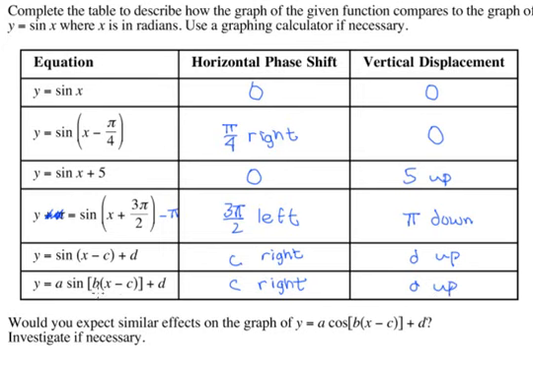So throwing in an amplitude and throwing in a frequency has no effect on these. They still work the same way. And would you expect similar effects on the cosine? Short answer, yes you would. The cosine behaves exactly the same way when it comes to horizontal translation and vertical translation. Minus is to the right, a plus is to the left, and outside here a plus is up and a minus is down.